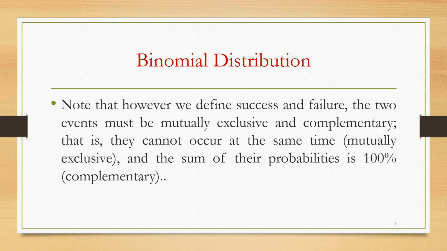Now, when we define success and failure, we must remember that they should be mutually exclusive and complementary. They will always be mutually exclusive and complementary. As by the name, we can see success and failure cannot occur at the same time. It is not possible that both success and failure occur at the same time. And we also know that if success occurs, failure does not. They are complementary.